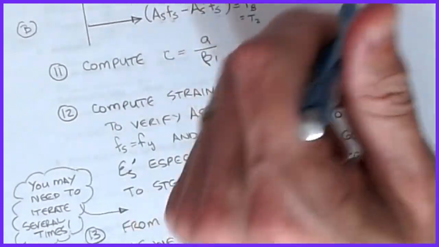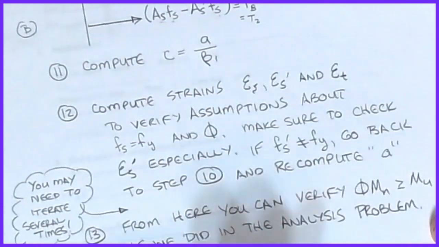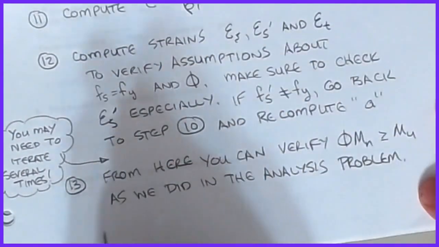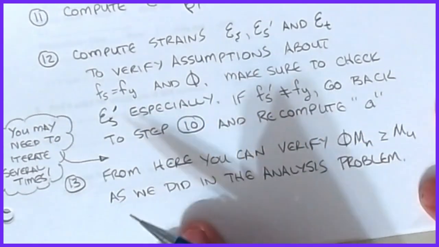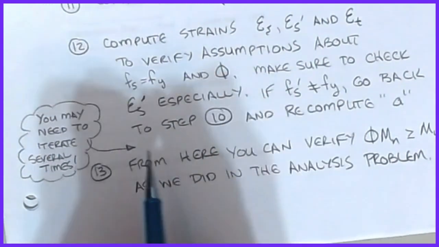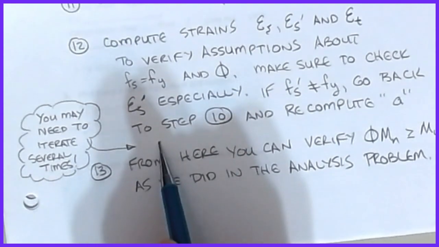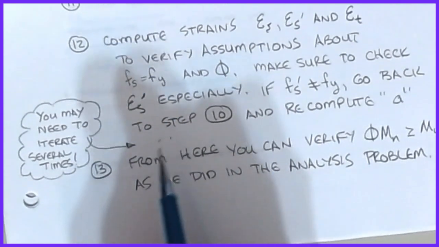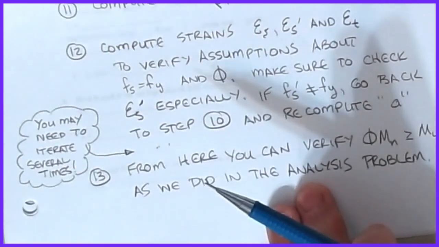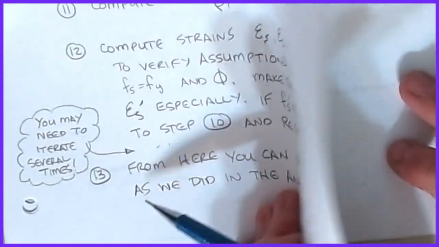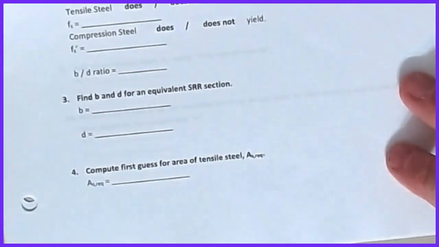So the initial assumption we make is often that fs and fs prime have yielded. Okay, and then from then on, it's pretty much the same game as what we did before. We can verify that our moment is sufficient, and then, as we did in the moment diagram. Now, the thing to recognize is that we may fail one or many of these, and we may have to iterate a couple of times. But that's the general procedure for the way that I like to start to guess things, and it's generally pretty good and pretty accurate for us.